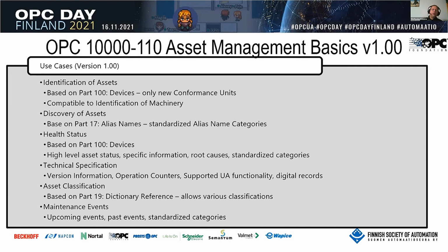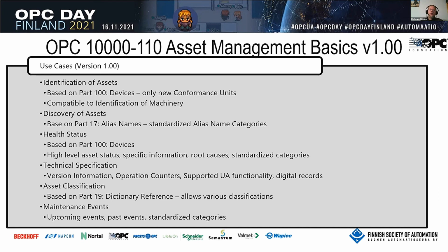We have a mechanism to discover assets. There we're using part 17 of the base specification, alias names, and we define specific alias name categories so that you can come to the assets. We provide the health status also based on the devices specification, providing you a high-level asset status based on the NAMUR recommendations. We have specific information on what actually went wrong. You can provide also the root causes for things going wrong.